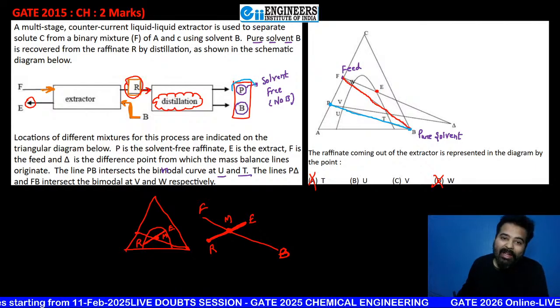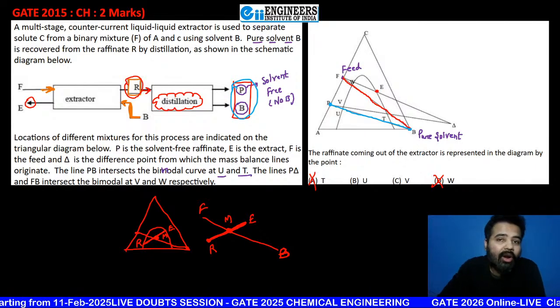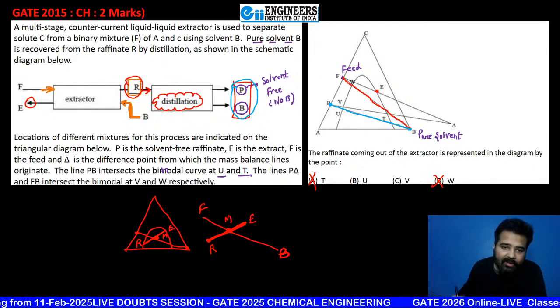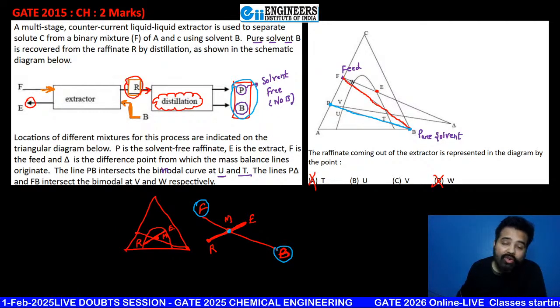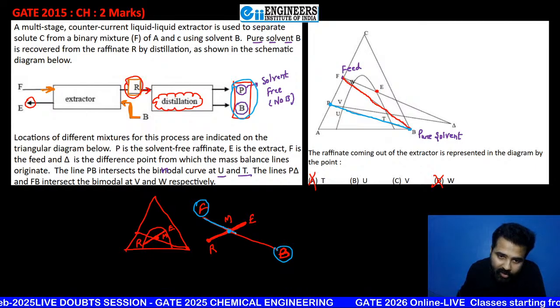So if we are mixing these two, again one mixing point will be there, just like this. You are adding this F in this B, and this is your mixing point, my dear students. So this mixing point should lie on this line now.